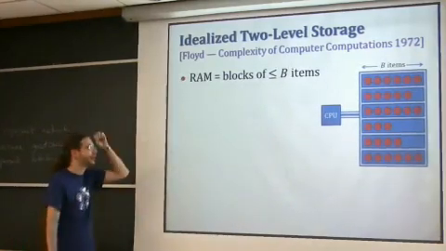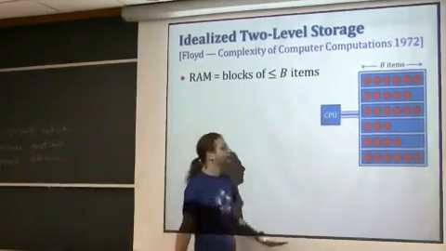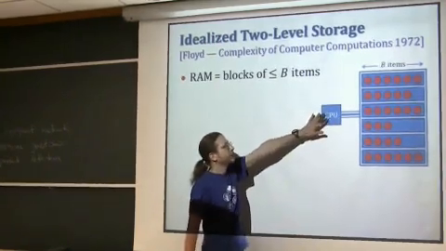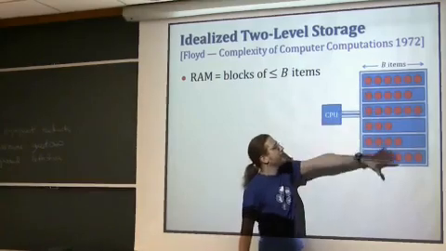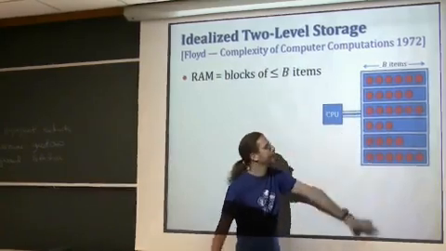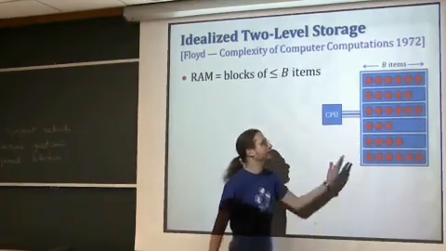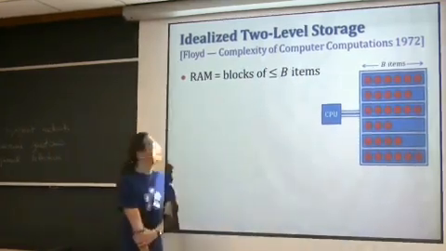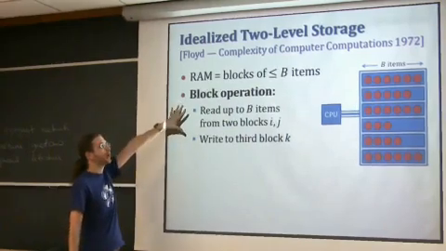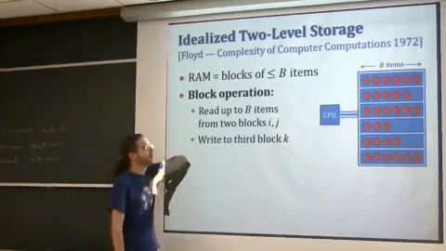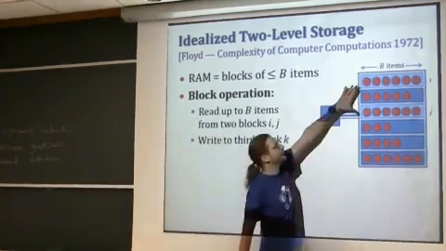So here's the model they introduced. Very simple model, maybe the simplest we'll see. You have your CPU, which can do local computation. And then you have your memory, which is very big. But in particular, it's divided into these blocks of size B. So each block can have up to B items. And what you're allowed to do in one block operation is read 2 of the blocks. You can read all the items in the block. So let's say you read these 2 items.